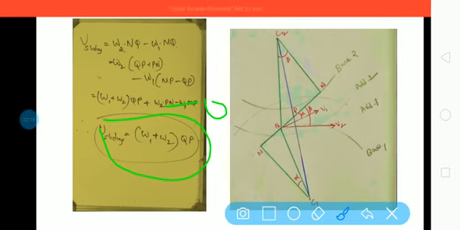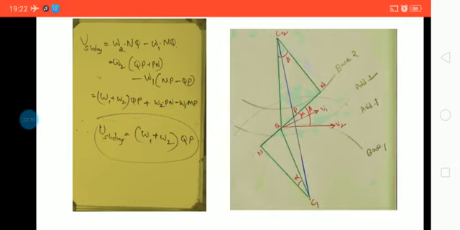Omega 1 plus omega 2 into QP. Now, what is QP? Q is the point of contact of the gears at this instant, and P is the fixed point, the pitch point. Therefore, the sliding velocity depends upon the distance of the point of contact from the pitch point. That is one observation. Please note it. Sliding velocity depends upon the distance of the point of contact from the pitch point.